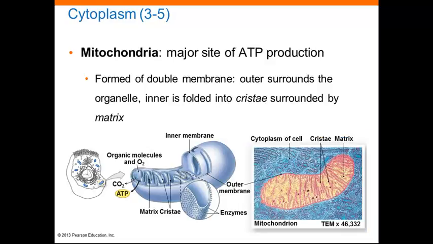The mitochondria are a very important organelle for the cell. They are formed by a double membrane, and the outer surrounds the organelle, whereas the inner is folded back and forth and forms what's called a cristae. And the cristae increase the surface area exposed to the fluid matrix on the inside of that mitochondria. And the reason that it has this folded membrane back and forth is because the mitochondria serve as the site of major ATP production through aerobic metabolism or cellular respiration.